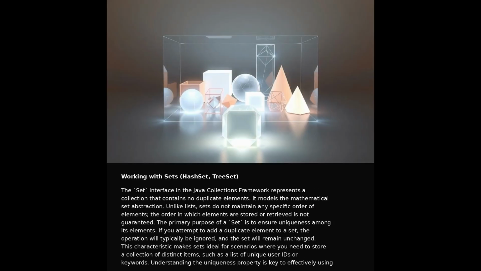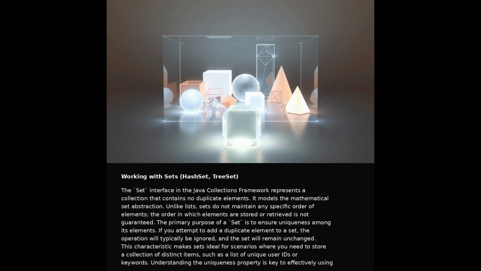Working with sets, hash set, tree set. The set interface in the Java Collections framework represents a collection that contains no duplicate elements. It models the mathematical set abstraction. Unlike lists, sets do not maintain any specific order of elements. The order in which elements are stored or retrieved is not guaranteed.